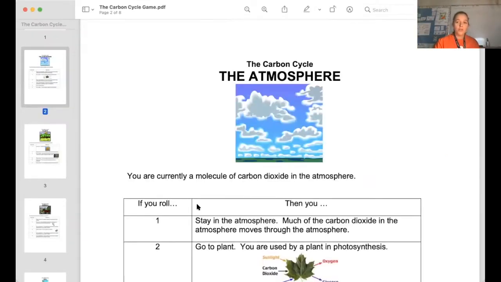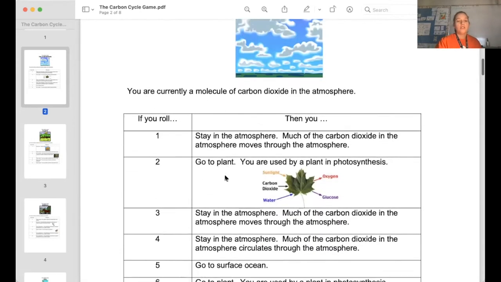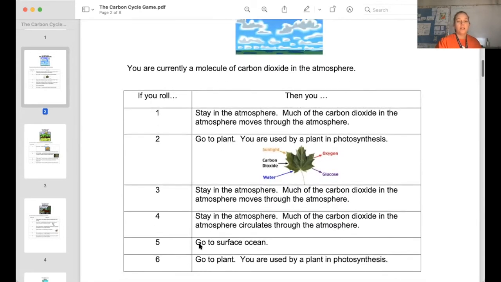Now what I want you to do is pretend that you are a carbon atom and this is your life story. I want you to make a map on your paper of all the places that you go as a carbon atom. To do this, you're going to need these papers. Notice that you have some numbers and some things that happen if you roll those numbers. So that's where your dice is going to come in.